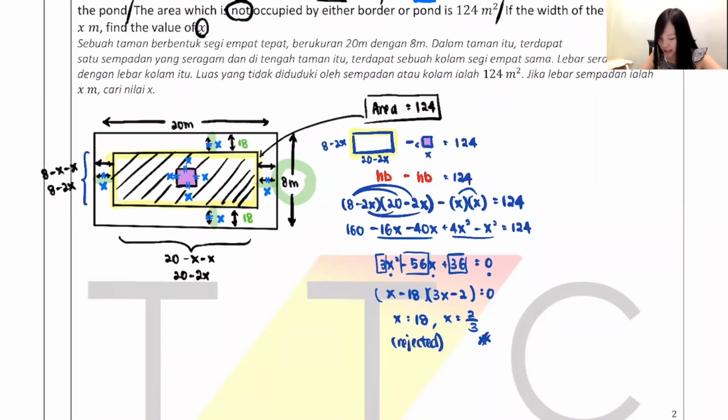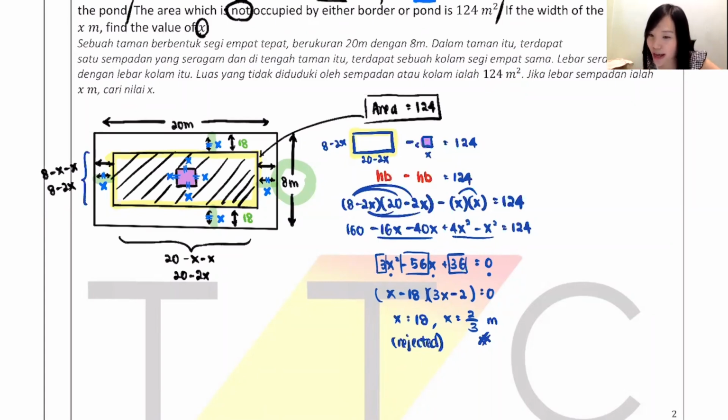Because it doesn't make sense. The answer should be something smaller. Isn't it? Should be 2 over 3. So 8 meters, on top got 2 over 3 meters, bottom got 2 over 3 meters, middle I still left a lot of space. That only makes sense, right? Correct? All of you guys okay or not until this particular part? Thank you. So guys, I go on.